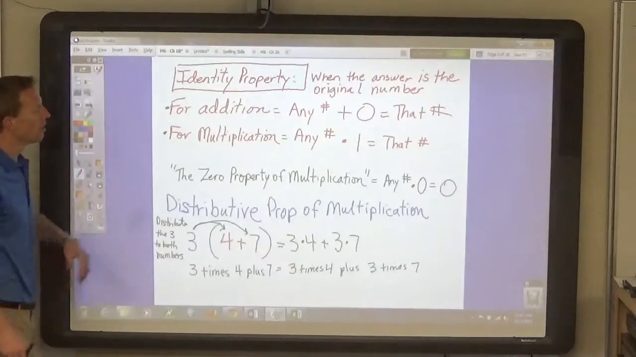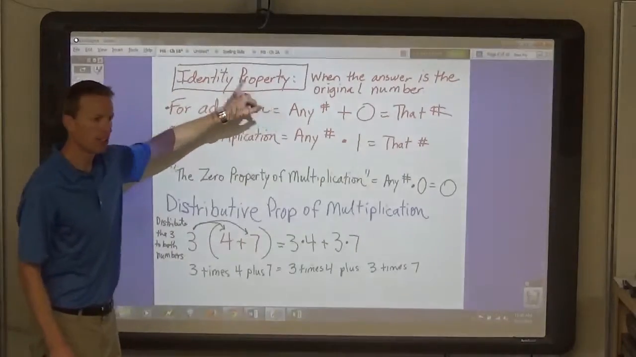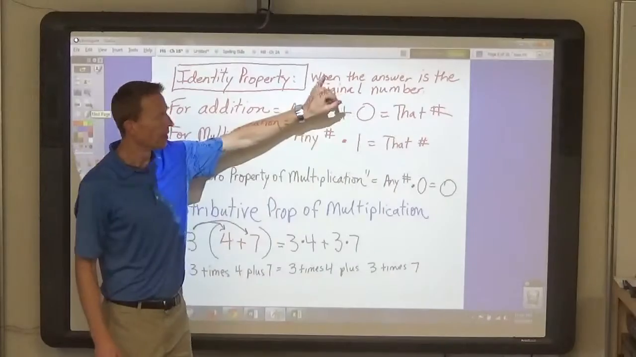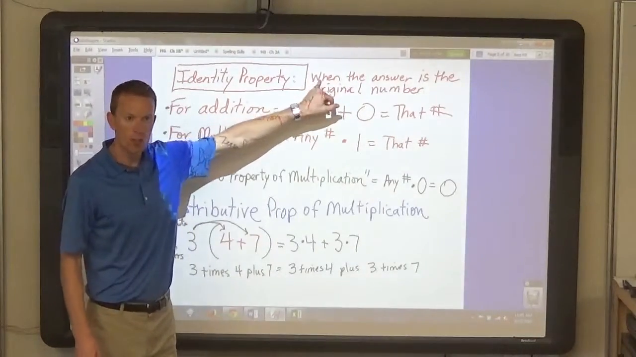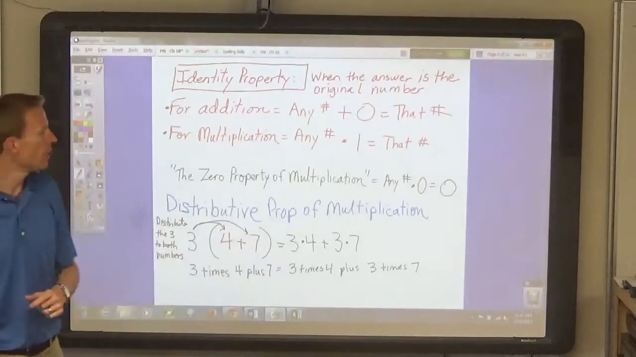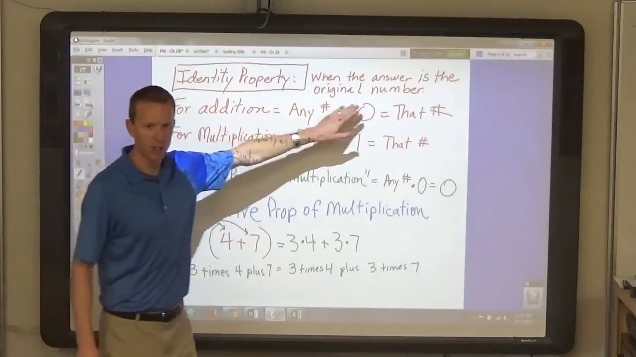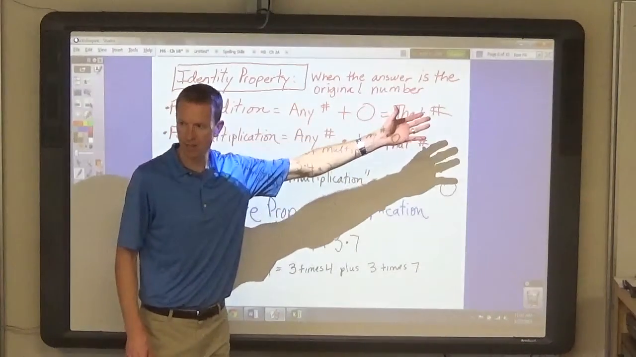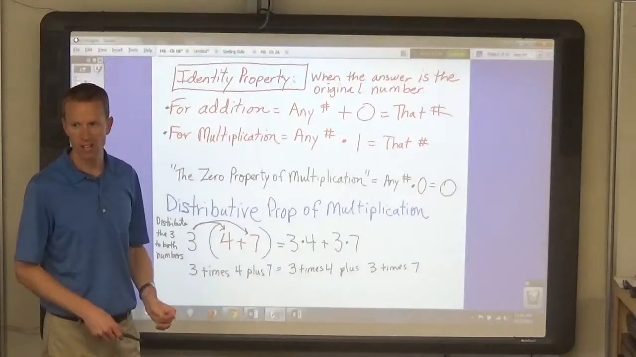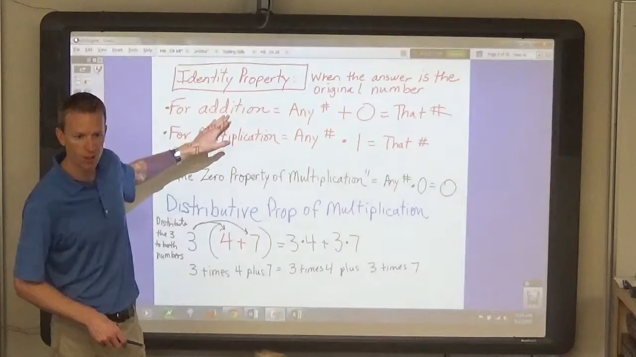Let's go on to some more properties that you need to know. Both of these next properties are called identity properties because when you do the problem, you get the same answer as the number you're starting with. You get the original number. So look, any number plus 0 is that number, right? 10 plus 0 is 10. 40,000 plus 0 is 40,000. That's the identity property of 0.